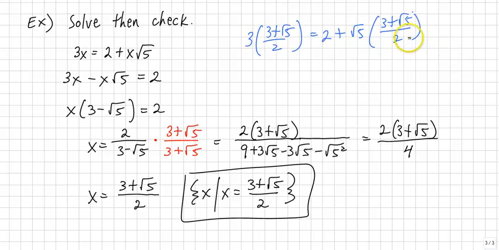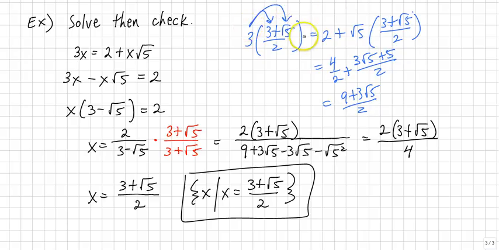Well, let's look at the right-hand side. The right-hand side, I have a fraction, so I need to get a common denominator. So this would be 4 halves plus square root of 5 times 3 square root of 5 gives me 5 over 2. So I'm going to get 4 plus 5, which is 9, 3 square root of 5, all over 2. Well, look what I have. I have 9, 3 square root of 5 over 2. So it does check out. So that is the correct answer.